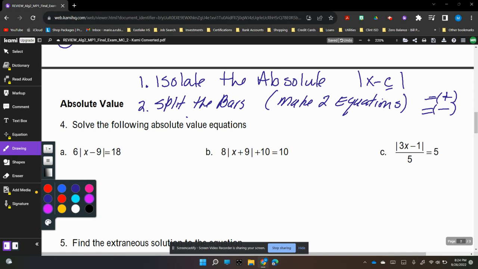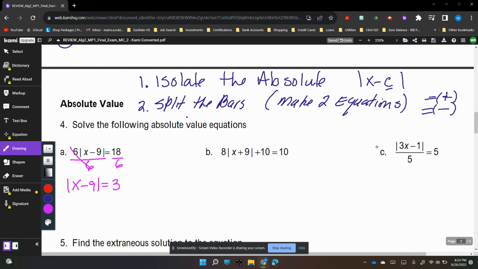Okay, so let's start with this one. 4a. The absolute value bar is not isolated. It has the 6 in the front. We're multiplying 6 times everything that's here. In order to get rid of it, we need to do the opposite. So that means divide by 6. Those go away. And then we have 18 divided by 6, which is 3.